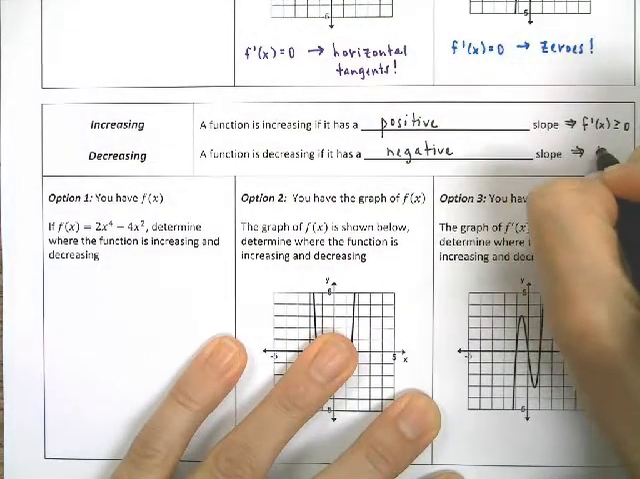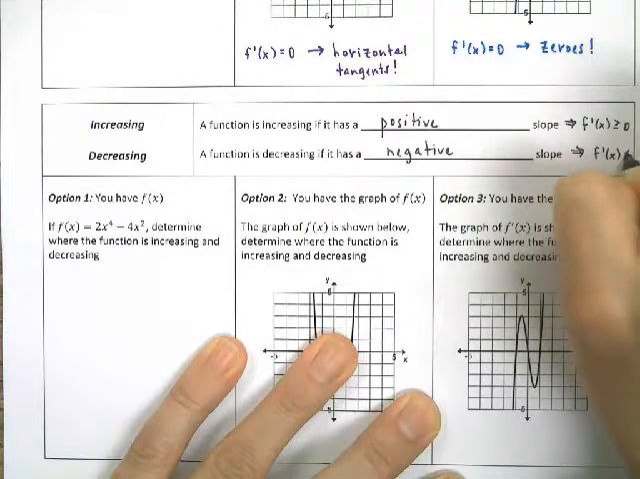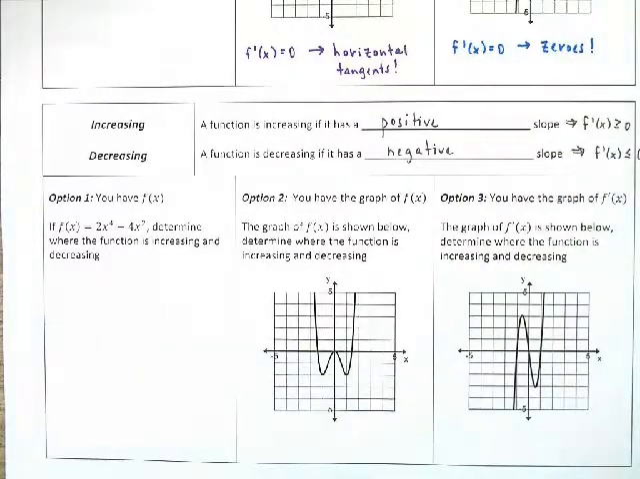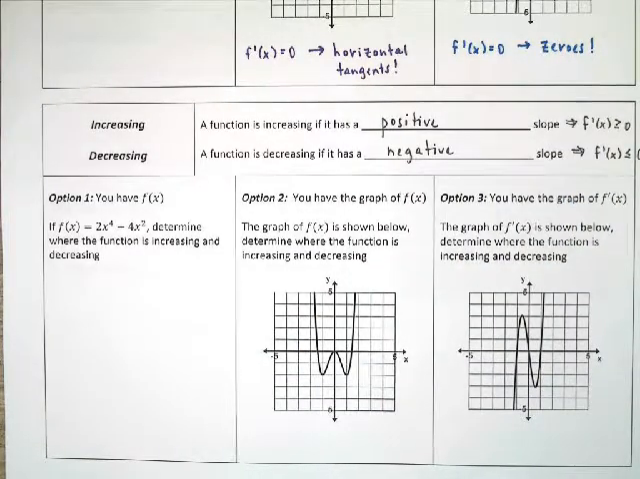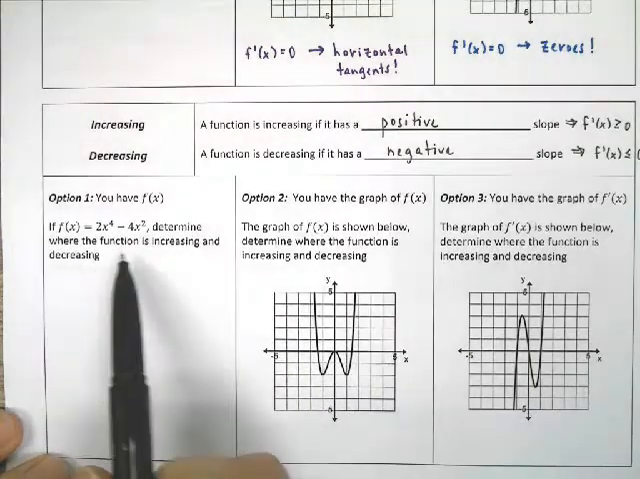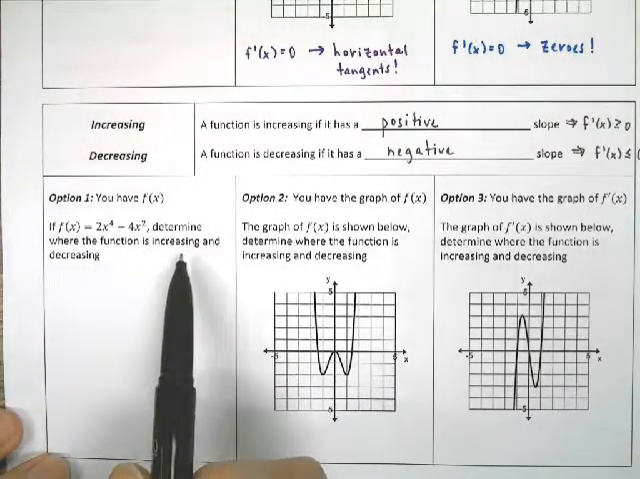So in other words, f prime of x is less than or equal to 0. Again, we can have this question presented in three different ways. The first way they could present it is to give us the function f of x and ask us to determine where the function is increasing and decreasing.